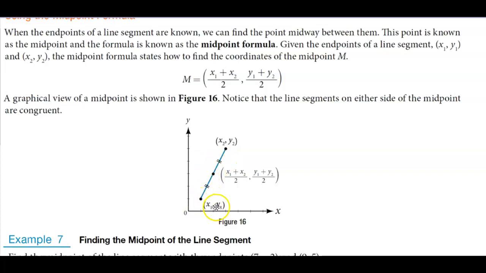So if we have x1, y1, and this is x2, y2, this would be the midpoint, and the midpoint would be the formula. And again, those two lines say that this line segment is equal to that line segment, which would have to be true if this is the midpoint of those two points.